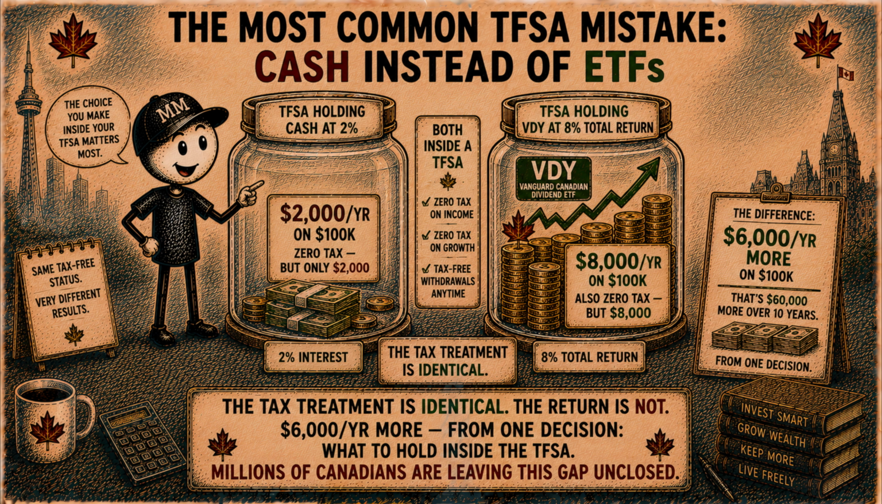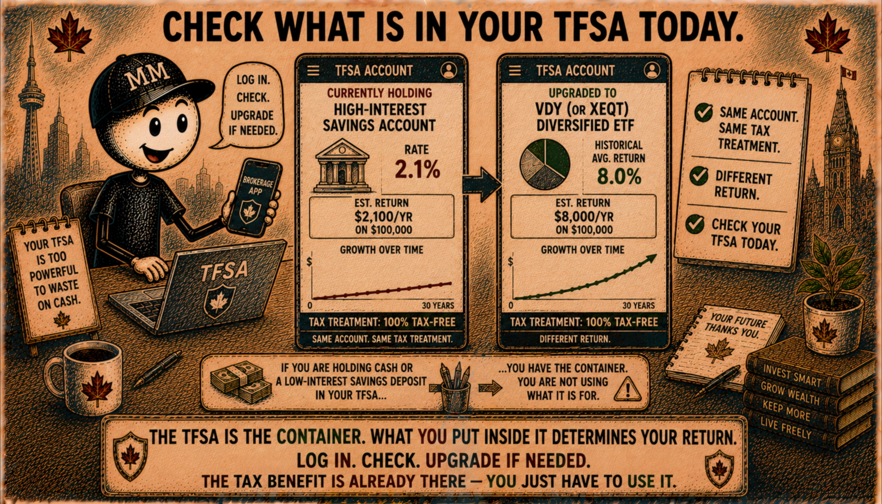Your action step: log into your TFSA account today. Check what you are holding. If it is a savings account or GIC, check whether a low-cost Canadian dividend ETF like VDY or a global equity ETF like XEQT would be more appropriate for your time horizon. The tax treatment is identical. The return potential is not.